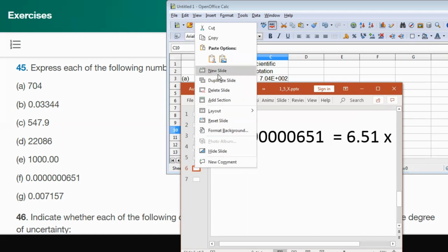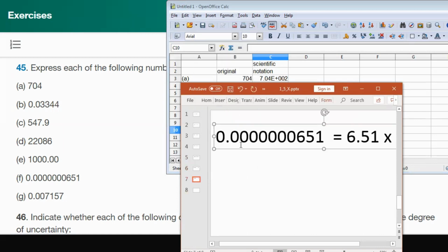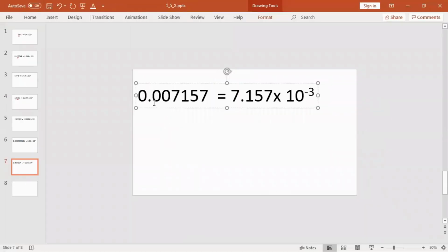Okay, so the next one is 0.0077157. See, and I just did that. So let's just double check our work. Decimal formatted number is this. The mantissa should look like that, where we have only one non-zero digit to the left of the decimal point in the mantissa.